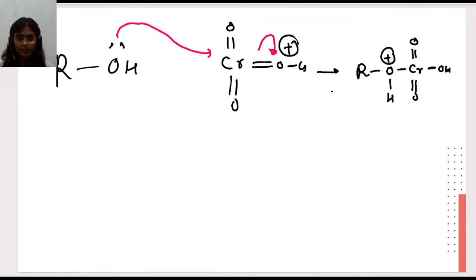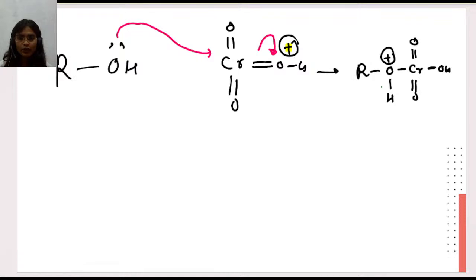Again, oxygen has a lone pair and attacks the chromium, and since this is positively charged, obviously it's going to open up. Maybe the question is, ma'am, why doesn't this other oxygen open? Because that is already neutral. Only the positively charged one is going to work because it's not neutral. That's why. So this is how we are getting it now.